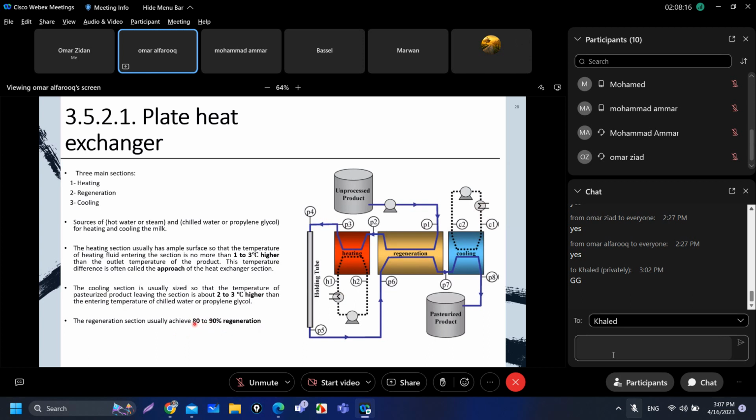What do I mean by 80% regeneration? It means that 80% of the heating job is done by the regeneration, 20% is done by the heating section. And what's 80% regeneration in cooling? Meaning that 80% of the cooling is done by the regeneration, the other 20% is done by cooling. So it's an energy efficient way to pasteurize the milk. It reduces the requirement of heating and cooling by using the regeneration.